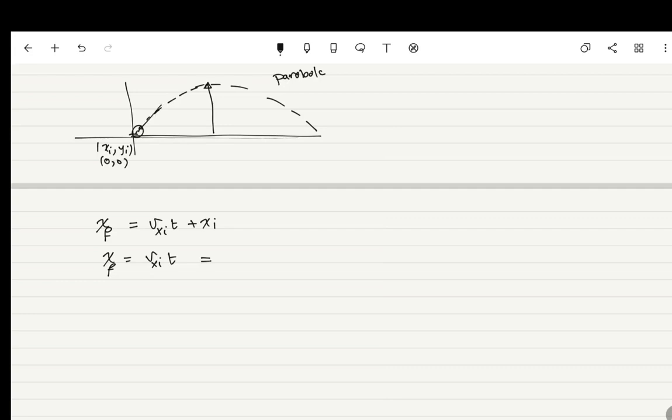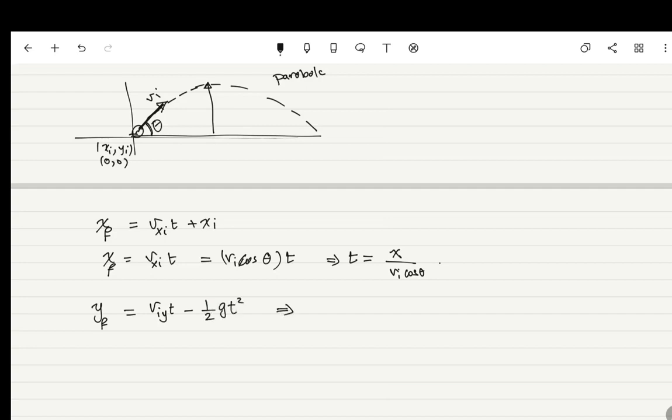where this is the v initial and this is theta, so v initial cosine theta times t. Now in this case, t equals x, no need to say x final, x divided by v initial cosine theta. If we substitute this time back in the y equation, y final equals, again, y initial, which is 0, plus v initial y t minus half g t square.